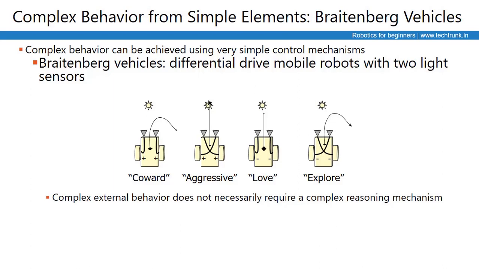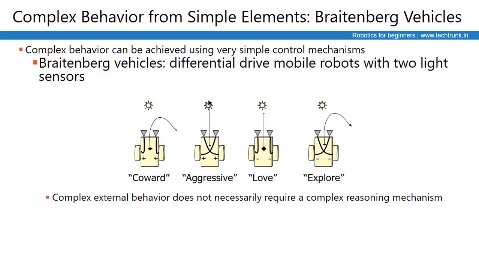So the complex behavior is quite easy to code, quite easy to program, rather than the complex reasoning mechanism. The first robot you can see has two differential motors and two light sensors which are directly connected up. If the light sensors are reaching towards the light, the left light sensor will have less light, whereas the right sensor will have more light, which will make the robot bend from the light.